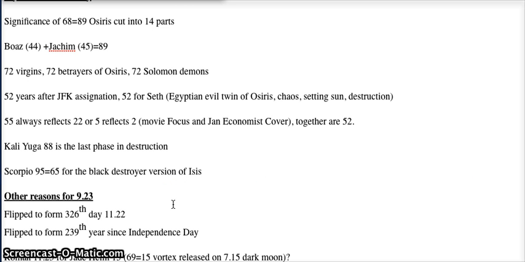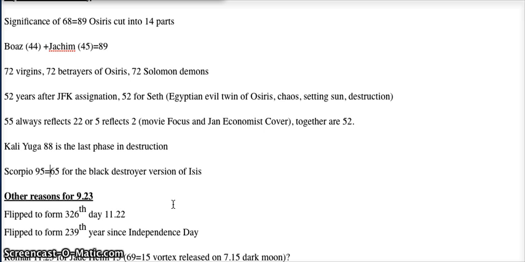Now, some reasons why 923 was so heavily shown in our programming. We already know the Pope's going to be arriving. It's a message. But if you flip this number around, you end up with a 326th day, which is 11/22. You flip it around again, you end up with 239th year since Independence Day. That's 2015. And it's a Roman 11/23 for Jade Helm. Jade Helm 15 is the 6 and the 9 together, which I do believe will go online on 11/23.